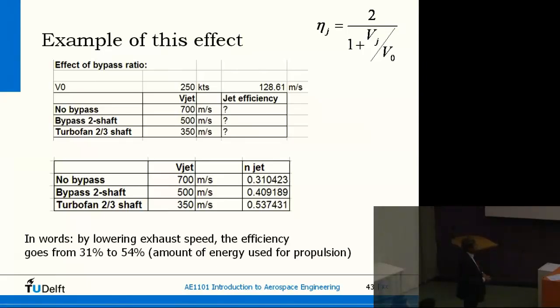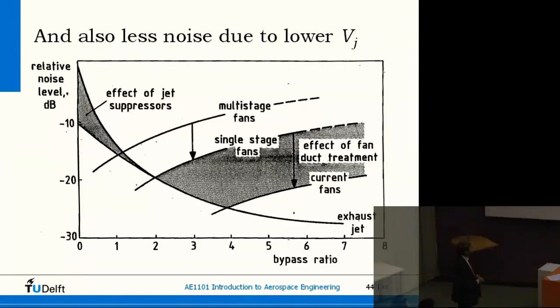And this is, of course, huge. If you see the amount of work people spend to get an increase of 1% in efficiency, and just by changing this, we get from 31 to nearly 54%. So that's huge, and that's why the engines are huge. Well, that we get lower noise, of course, is also a good way to sell it.